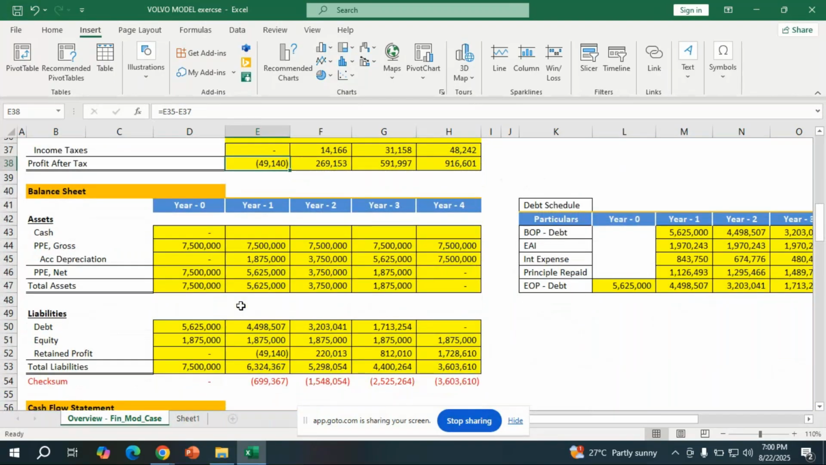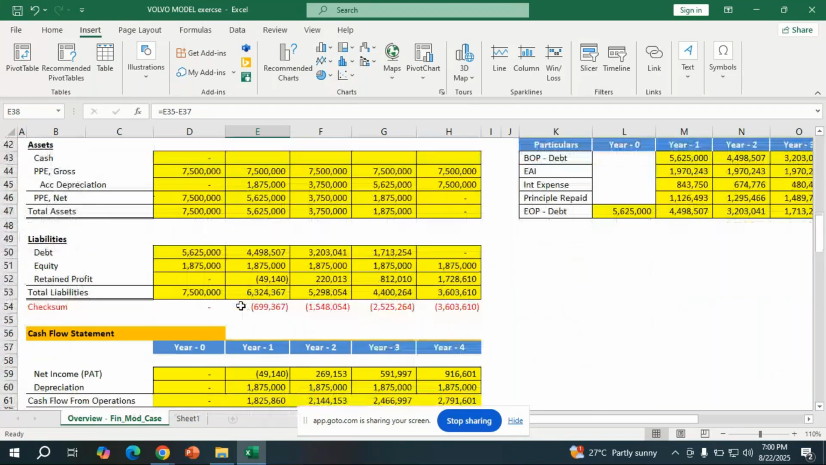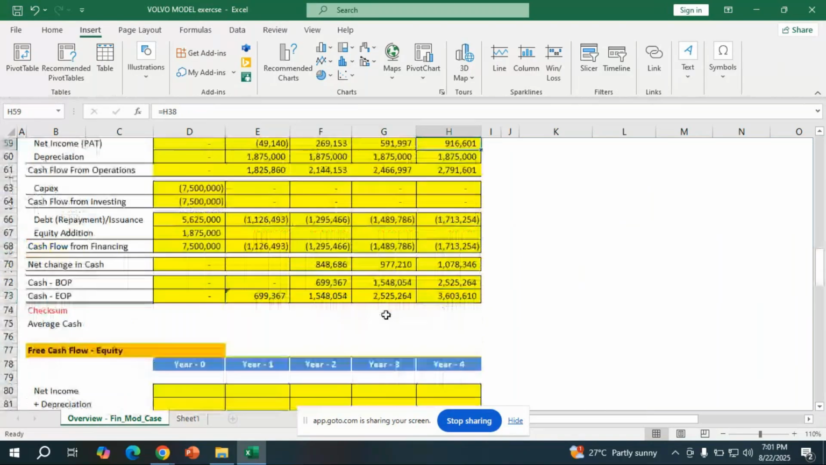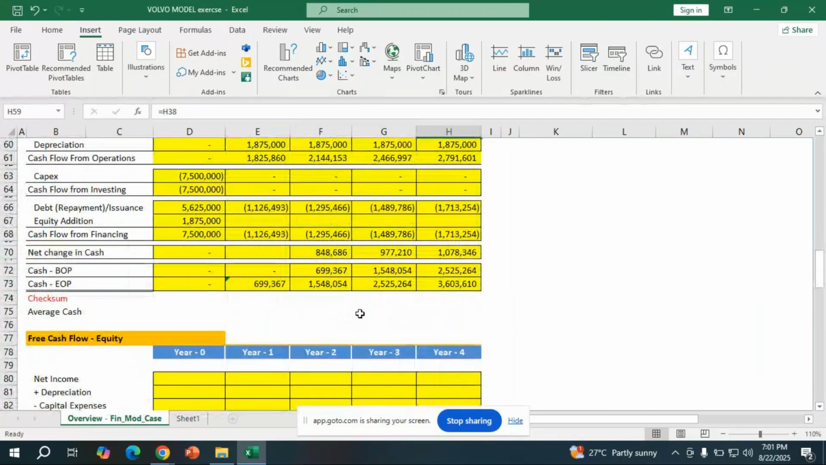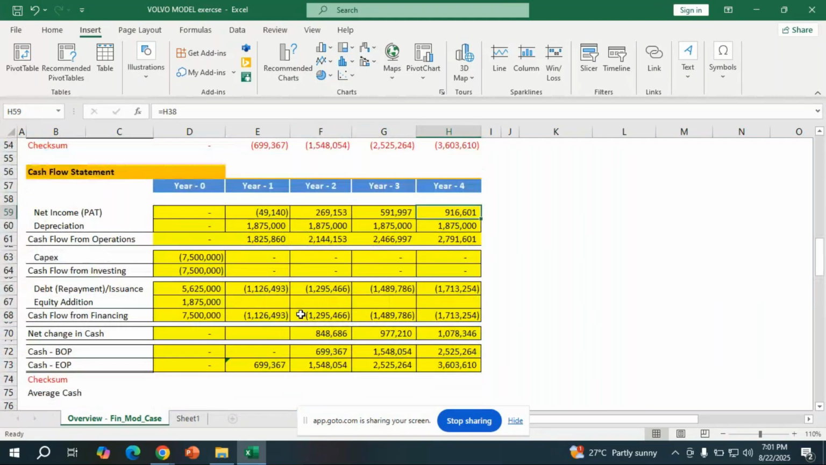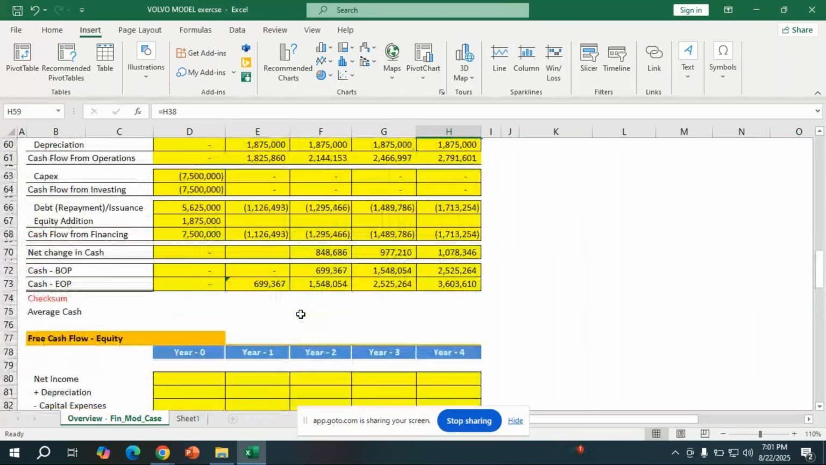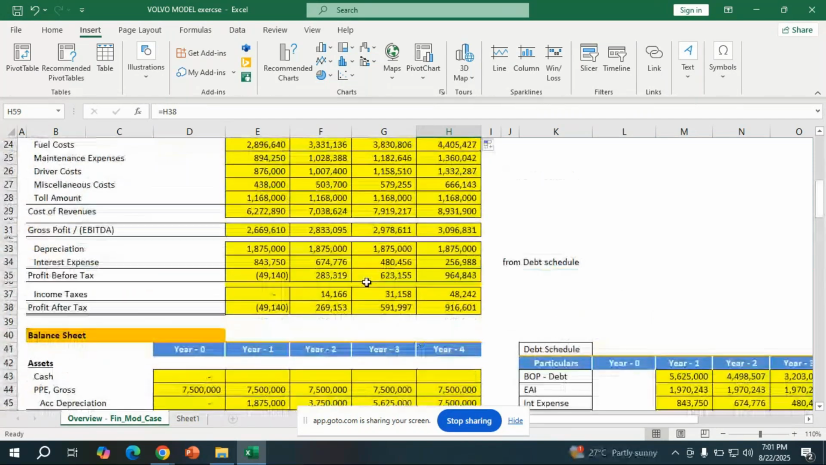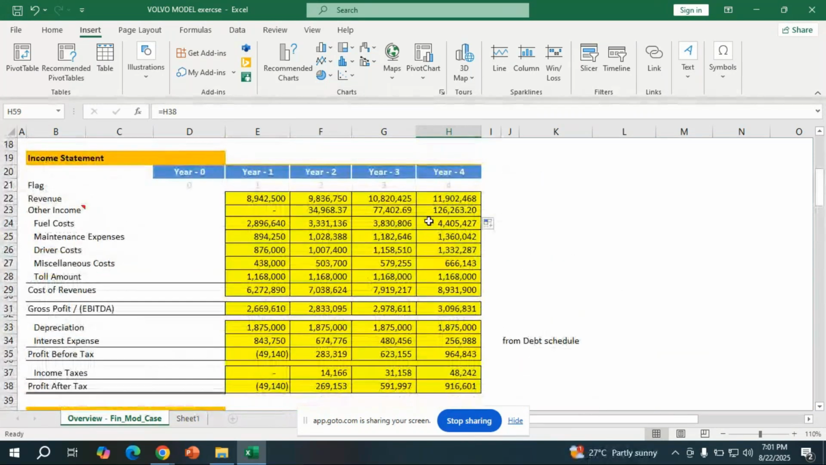Okay. See here also it will be out of it because we had consider the sales, right? So all this will be auto operated. So just complete this calculation of your other income and then I'll proceed further.